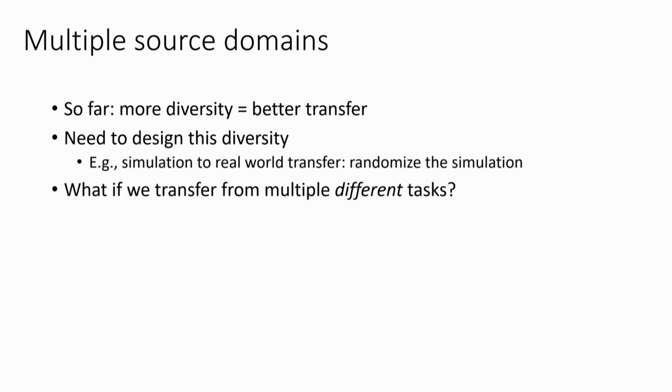But what if we had multiple different tasks for training? Maybe if we had enough tasks, even if those tasks might not be directly the same as the task we want to solve in the target domain, maybe just the natural variability among those different source tasks could facilitate better transfer without imposing the manual burden of having to design that diversity by hand.